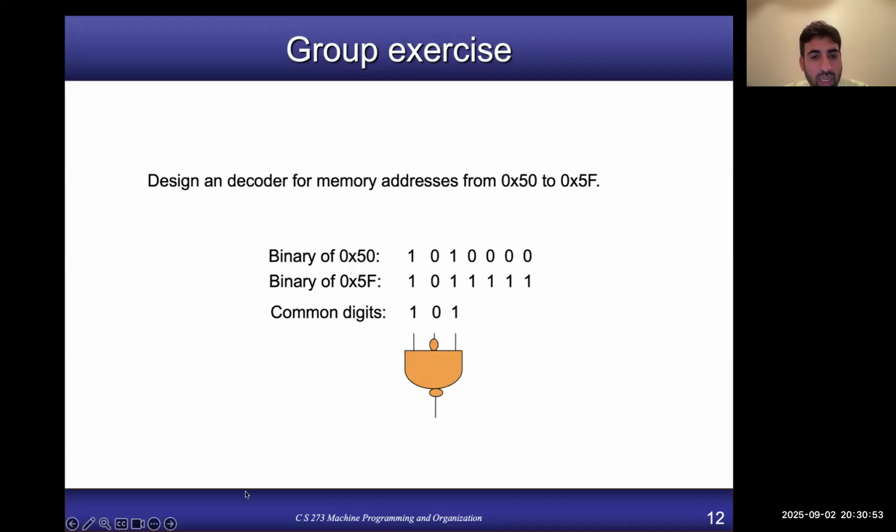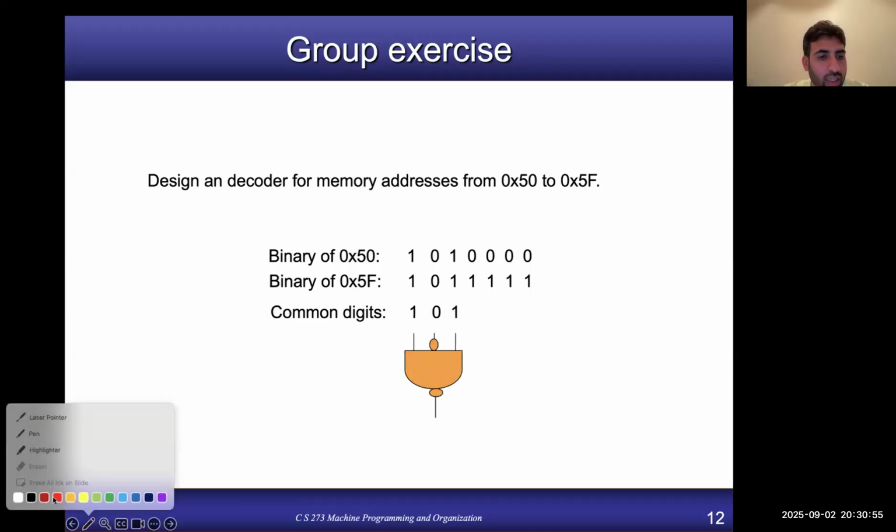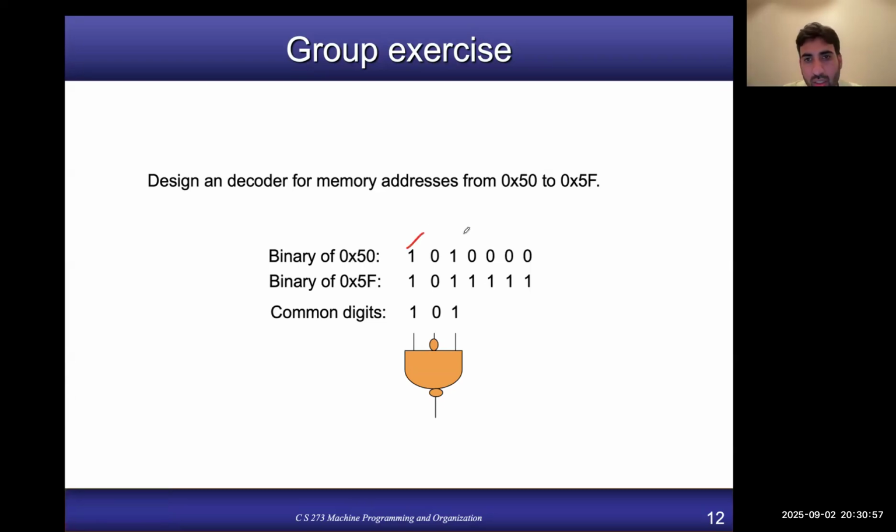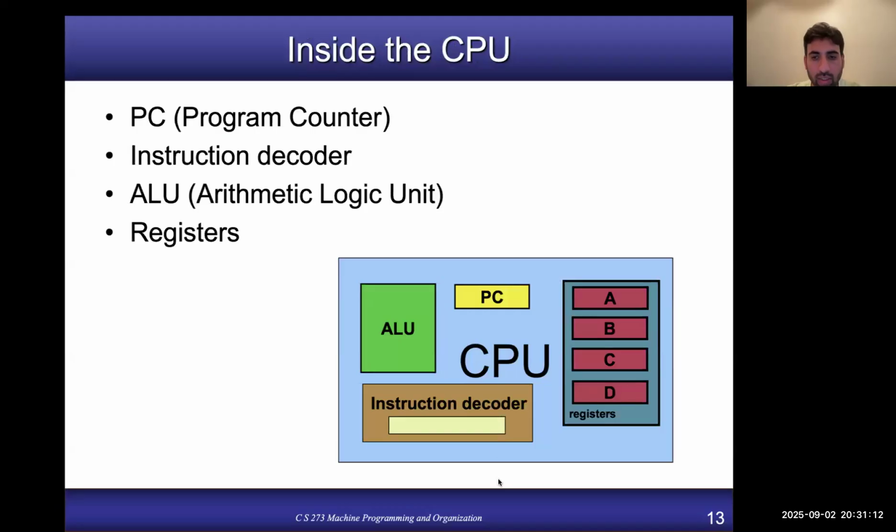After converting to binary, you find that this part is fixed. Then you feed this part into the inputs of the NAND gate, and if the input is 0, you simply invert it here. And that is how you design the decoder. Okay. Any questions?